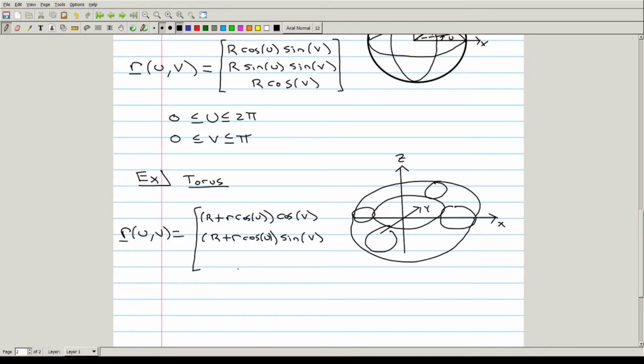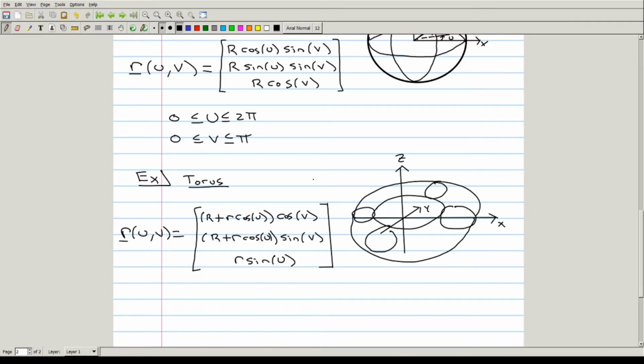And the last one is going to be r sine of u. So it's relatively straightforward to take these equations and manipulate them to show that exactly what we're getting here is these two separate circles.